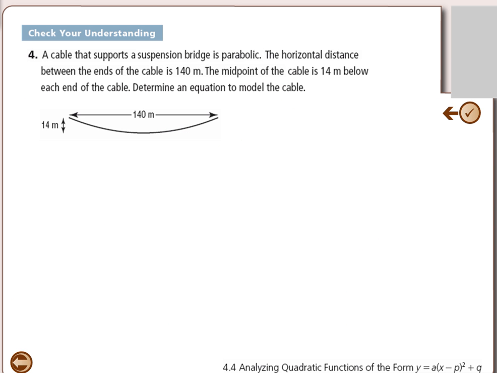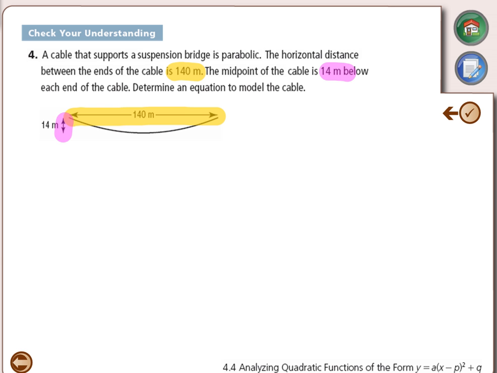All right, let's finish off with a problem-solving one. The cable that supports the suspension bridge is parabolic. The horizontal distance between the ends of the cable is right there. We've got 140 meters. Good. And the midpoint of the cable is 14 meters below. So just so you can understand, we've got a bridge supported like that.